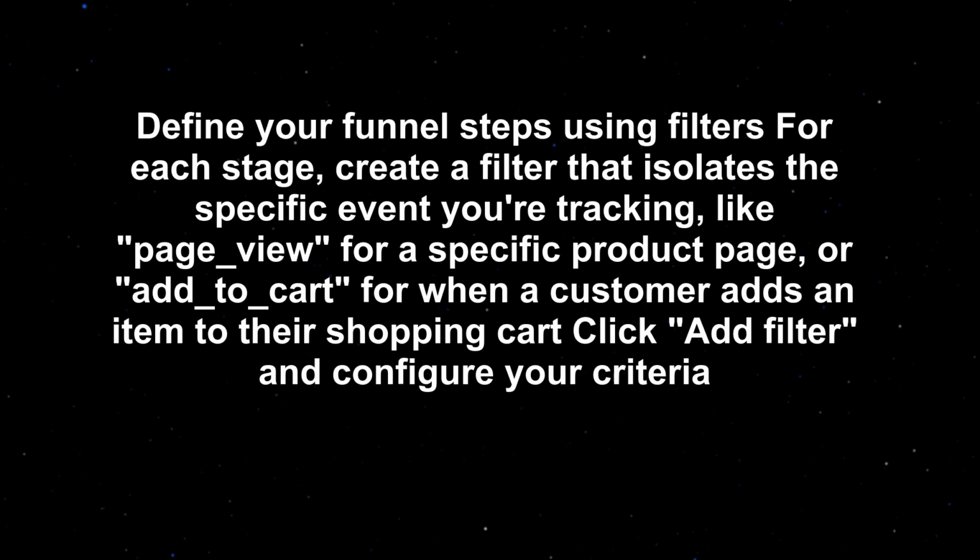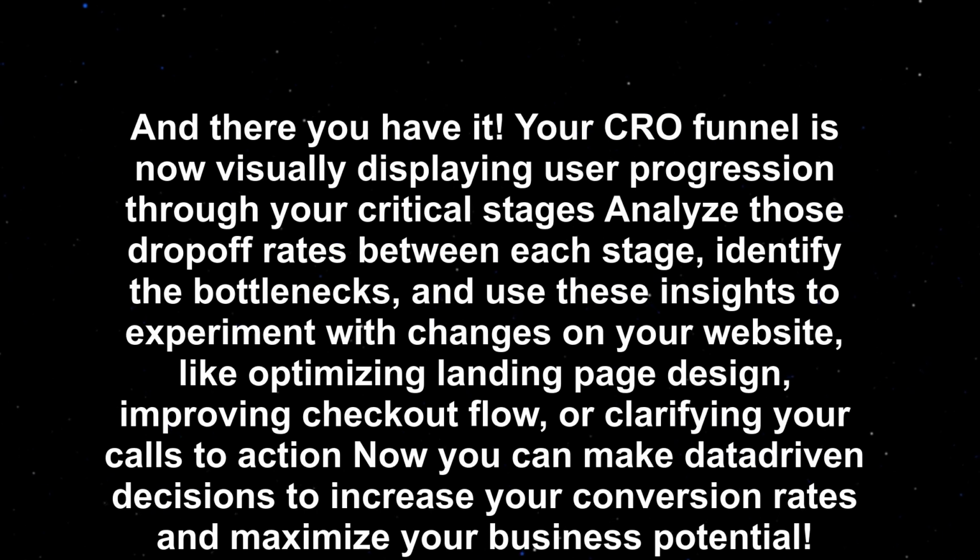Define your funnel steps using filters for each stage. Create a filter that isolates the specific event you're tracking, like page_view for a specific product page, or add_to_cart for when a customer adds an item to their shopping cart. Click Add Filter and configure your criteria. And there you have it. Your CRO funnel is now visually displaying user progression through your critical stages.